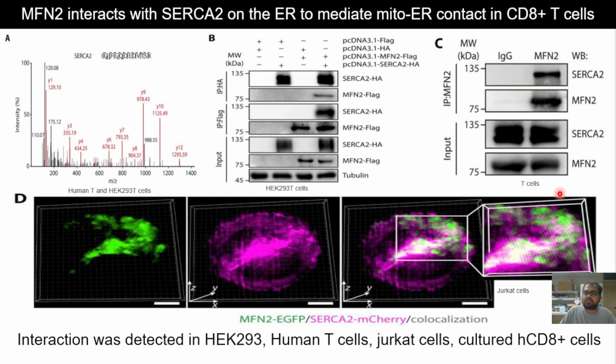A similar experiment they did with the T cells, and they found that SERCA2 and MFN2 are interacting in the T cell also. They also validated this with a confocal analysis in the Jurkat cells, and they found that this interaction is happening in Jurkat cells also. So overall, this suggests that SERCA and MFN2 are interacting in HEK293T human cells, Jurkat cells, and cultured human CD8 T cells.